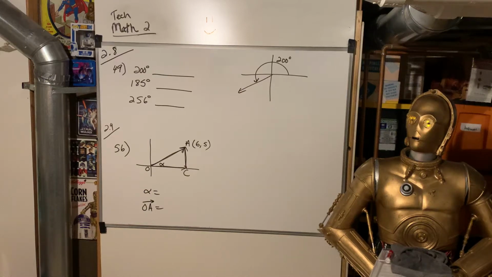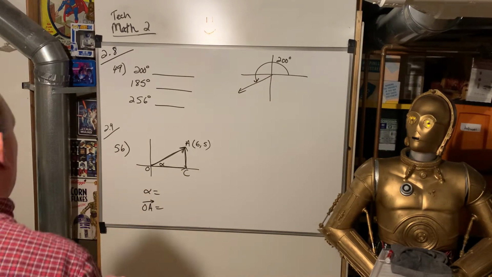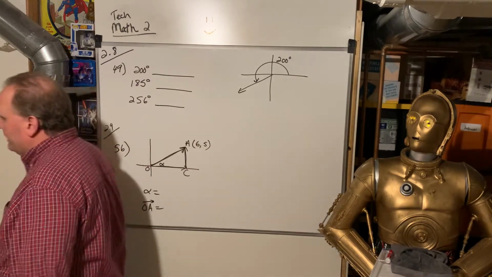Okay, we're back. This is Techmath2. We're looking at 2.8, 2.9, and 2.10 in the red book.